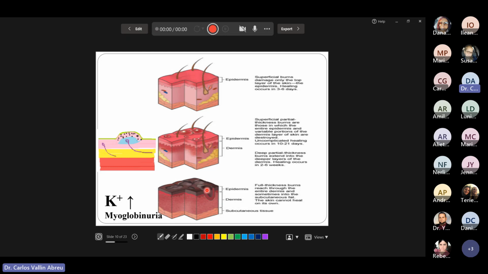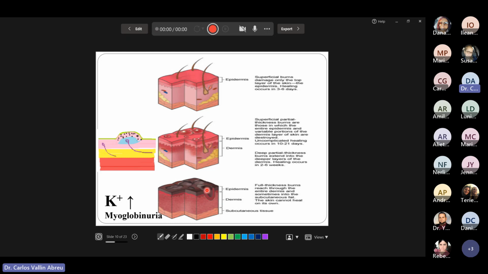They can use cadaver, other people, no? Cadaver or animals. Okay, as a transient skin graft to protect the tissue, but those are not going to be permanent, of course, they are going to be rejected. So this is the most important.